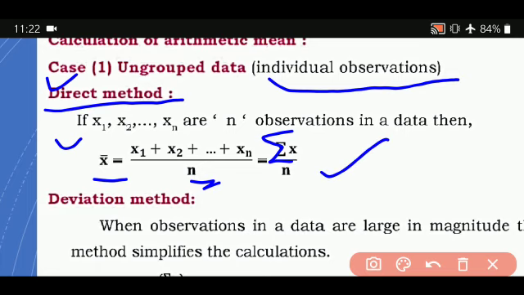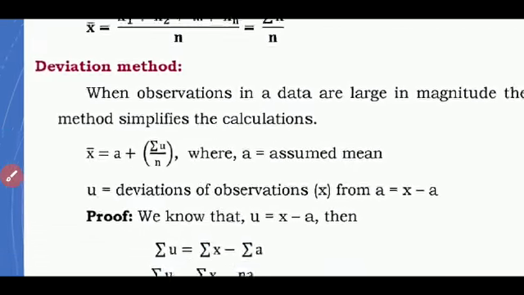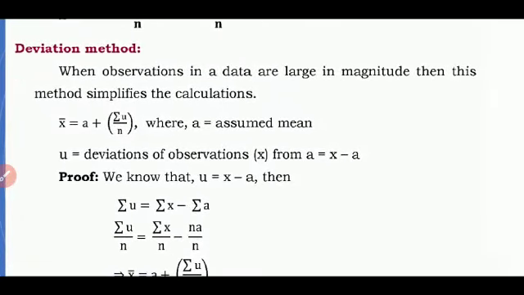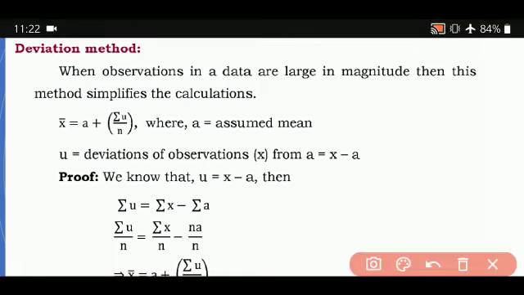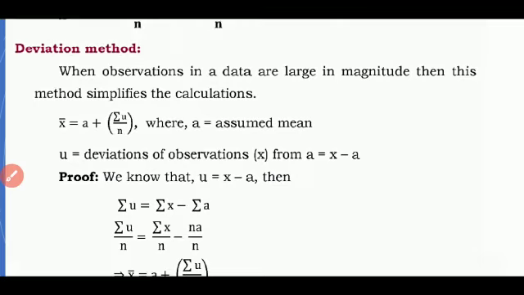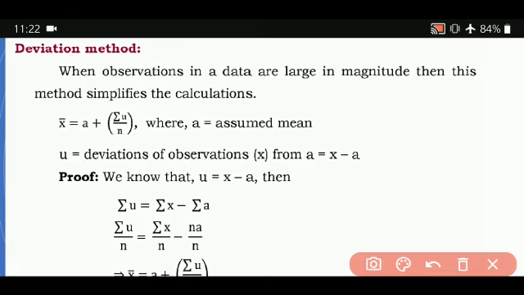This is the formula. Next, for the same ungrouped data, you have the deviation method, also called the shortcut method. When observations in a data are large in magnitude, this method simplifies the calculation. What's that formula? X bar is equal to a plus summation u divided by n, where a is the assumed mean, and u is the deviation of observations. Sorry, u is equal to x minus a. I'm so sorry. This u is equal to x minus a.